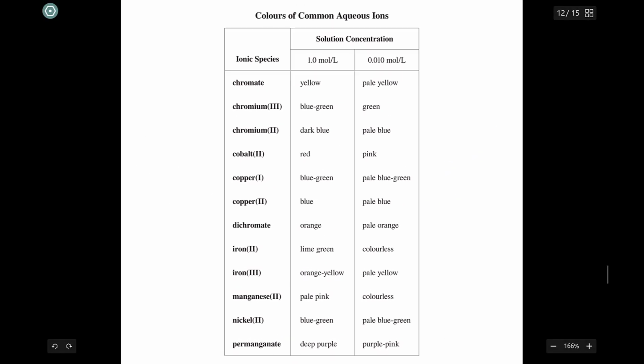So here is a table of common aqueous ions that have a solution color. Some of them are anions like chromate, CrO4 2-, dichromate, Cr2O7 2-, or permanganate, MnO4-, but the majority of them are actually transition metal cations. So chromium 3+, cobalt, copper, iron, manganese, nickel 2+, those are all transition metal ions, and they will all produce a color in solution.